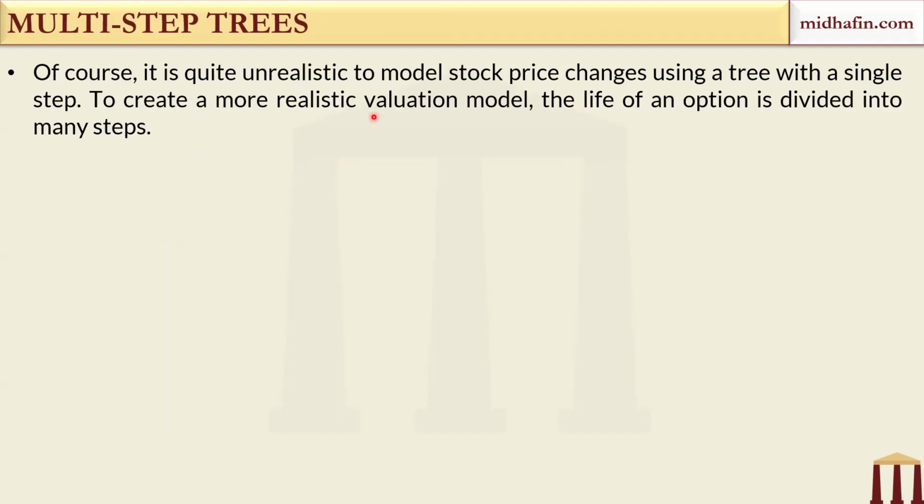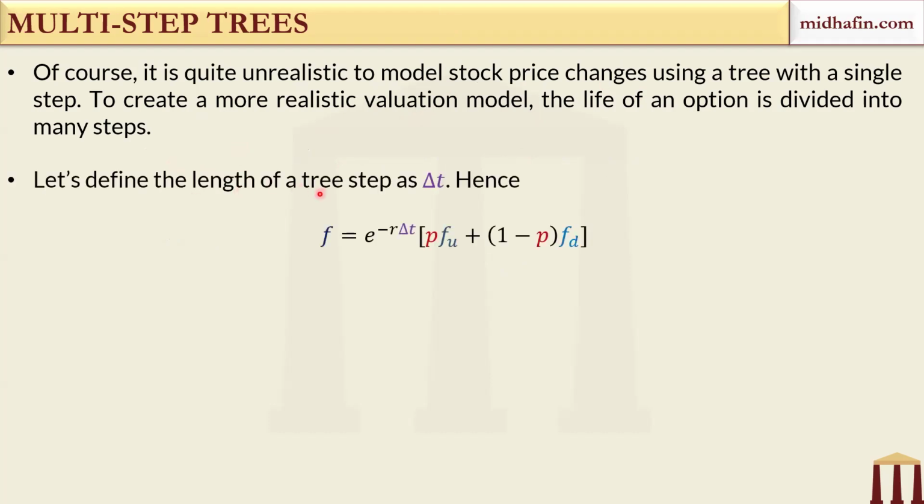So of course it is quite unrealistic. We used only a one-step tree, right? It is very unrealistic to model the stock price changes using a single step. So what we do to create a more realistic kind of valuation is the lifespan of any option is divided into many steps. Okay. So let's define the length of a tree step as delta t. So again, the same expression: f is equal to the weighted average in the future and then discounted to the present. The only difference is that now instead of t, you are having delta t. Okay. So where p will be again equal to e raised to the power r delta t.